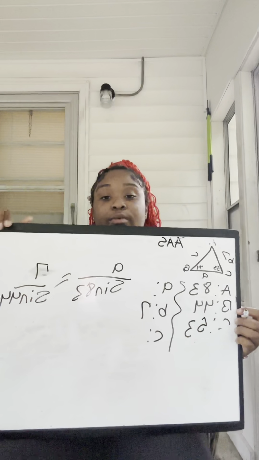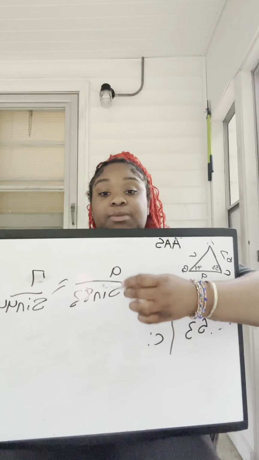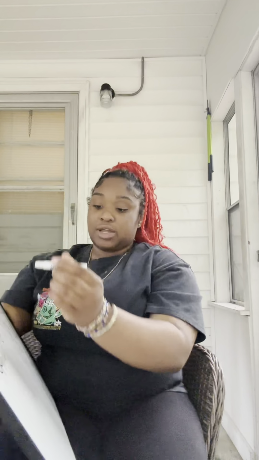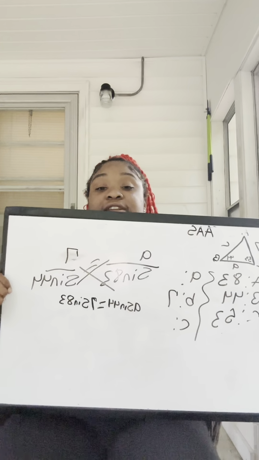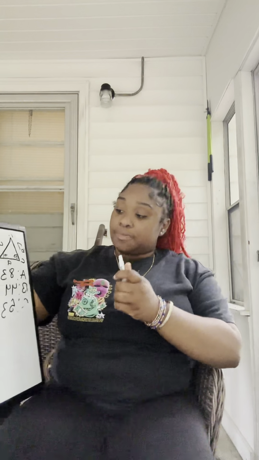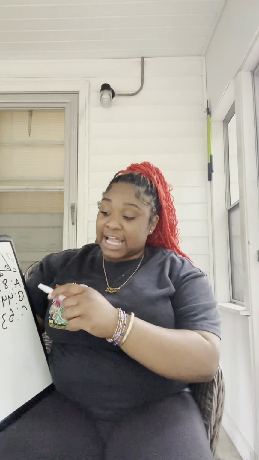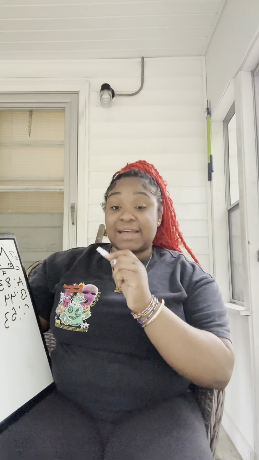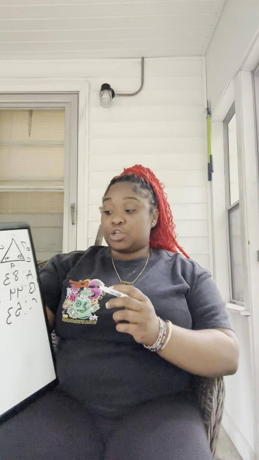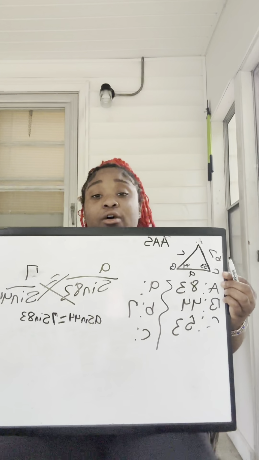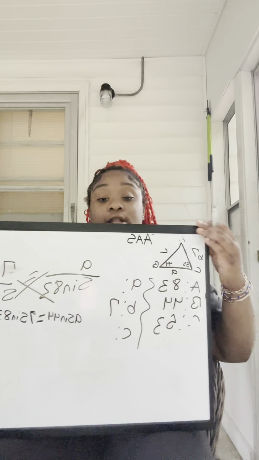So now that we do that, we're going to cross multiply these right here. So let's go ahead and cross multiply so we can get our answer. And we're going to come back together. And let's see what everybody gets. Okay, now, once you have cross multiplied, you should get 8 sine 44 equals 7 sine 83.